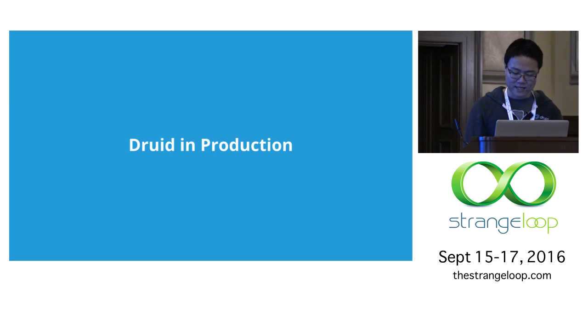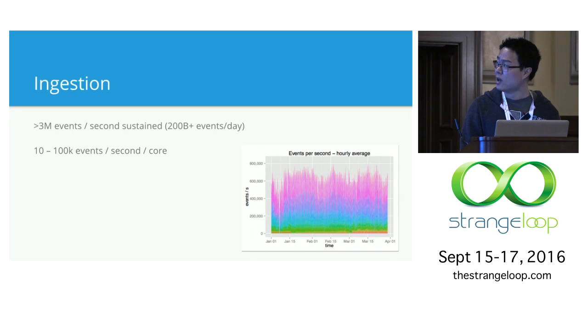OK, last two sections here. One is just on some production numbers. This is from a very large cluster, and some of these numbers are public, so I just pulled these numbers from there. The largest cluster I'm aware of is doing about 3 million events per second sustained, or about 200 billion events per day. This comes out to roughly about 10 to 100,000 events per second per core.